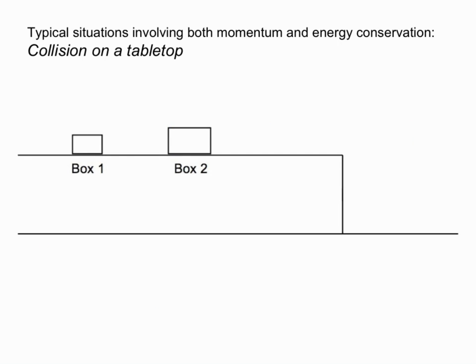Here's another situation where we have two boxes moving along a tabletop. Maybe they're both sliding to start with, maybe only box 1 is slamming into box 2, whatever. The key thing is that at the beginning of the motion, there is a collision, two objects, so we would be using momentum in this situation.